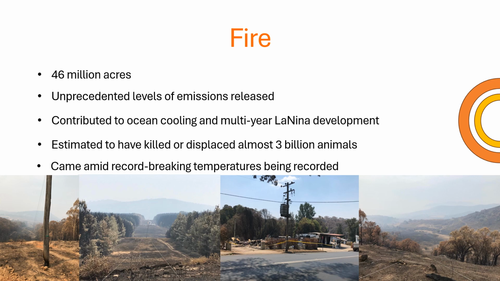Firstly, let's look at the impact climate change has on fire. In 2019-2020, Australia was hit with some of the worst bushfires in recorded history. The emissions produced led to unprecedented environmental changes, ultimately contributing to ocean cooling thousands of miles away. It is estimated that almost 3 billion animals were killed or displaced during the fires, which occurred during record-breaking temperatures being recorded. The devastation of these record-breaking fires is reflected in these photos taken when I was working in Tumut, New South Wales, following this disastrous event.